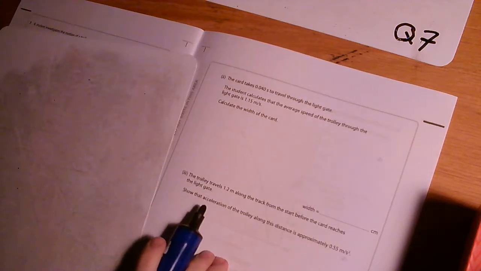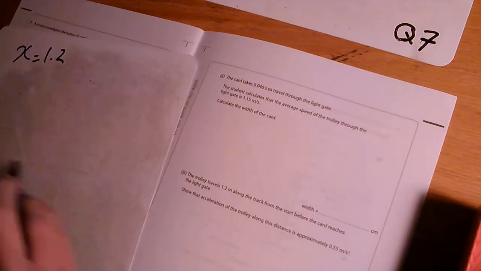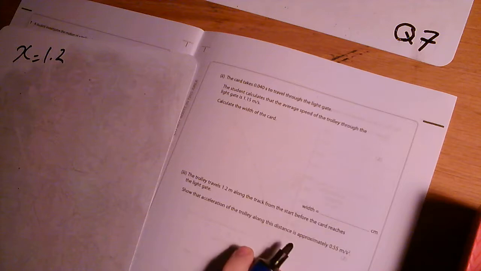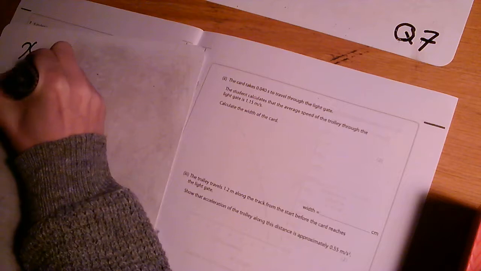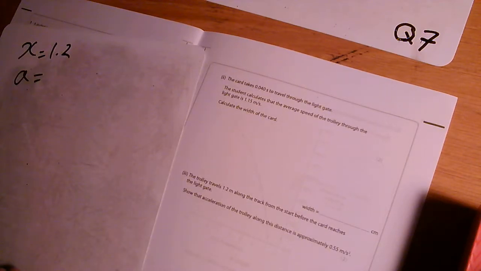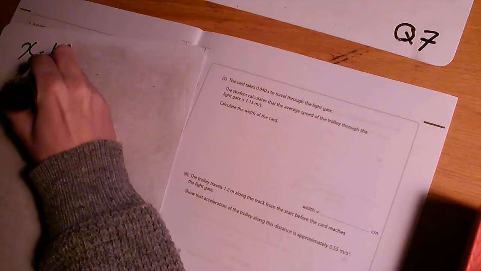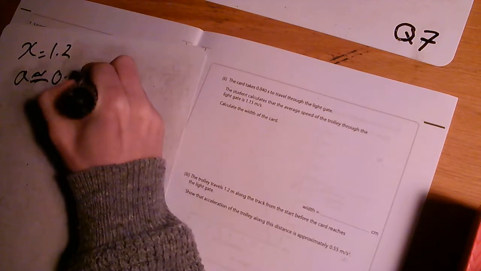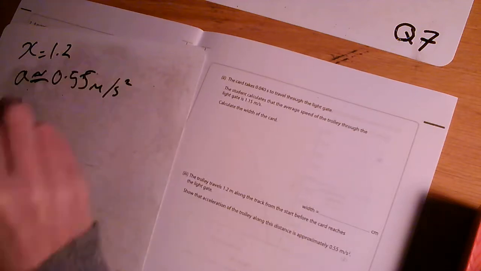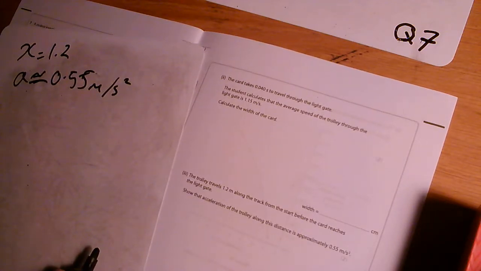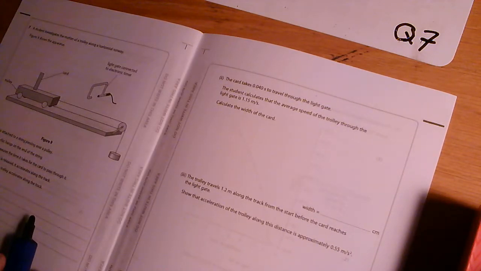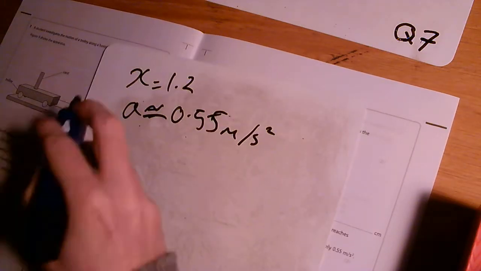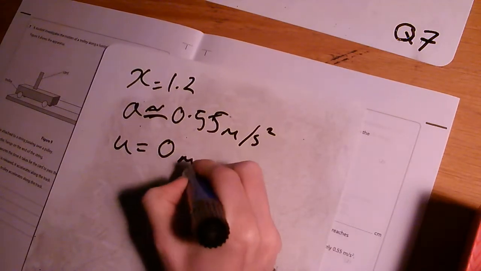So we're given the trolley travels 1.2 meters along the track. So there's our distance, 1.2 meters. And from the start before the card reaches the light gate, we're trying to show the acceleration is approximately equal to 0.55 meters per second squared. What else do we know? We know that it starts at rest. It is not moving at the beginning. So therefore the initial velocity is equal to 0 meters per second, of course.